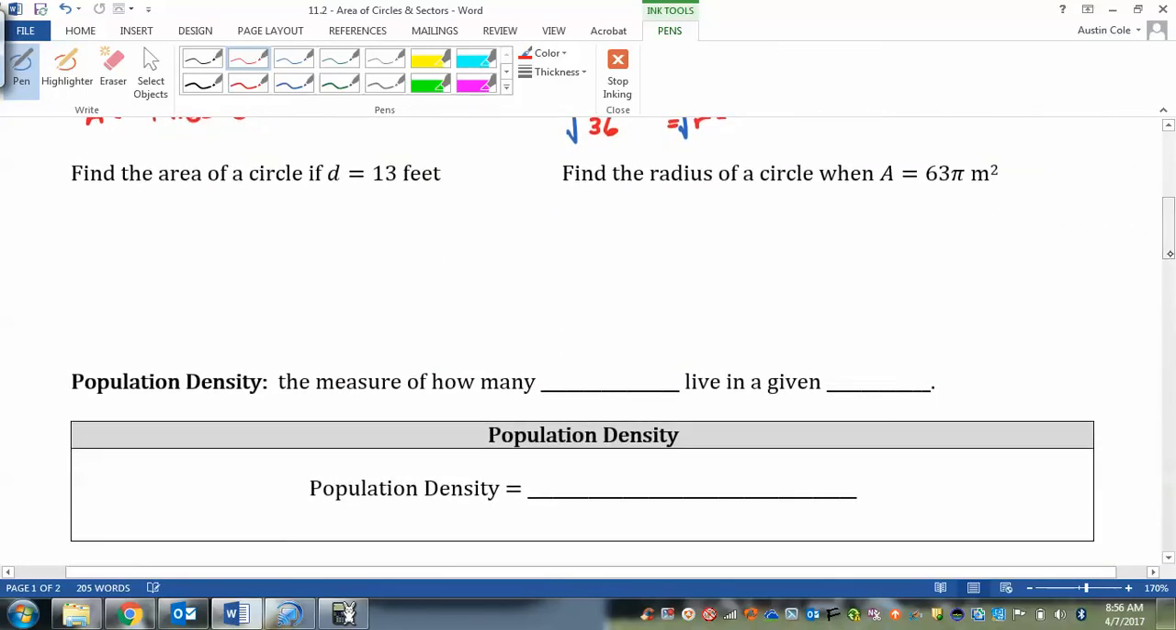All right, the next one. It says find the area of a circle if the diameter is 13. So what's our formula if we have the diameter? We don't have one, do we? We only have one for the radius. So if I'm given the diameter, I better cut that in half. Half of 13 is 6.5. So this is pi times 6.5 squared.